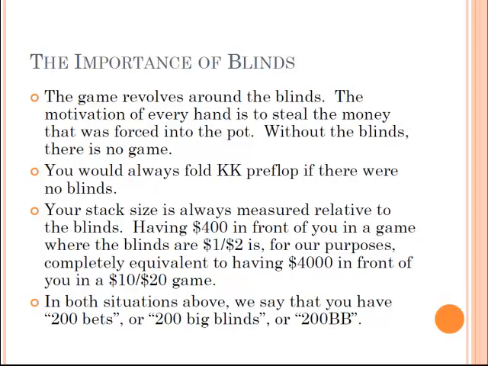Okay, so everything we talk about in terms of how much money are you losing, how much money are you wagering, is relative to the blinds. You shouldn't ask how many dollars or how many play dollars. You should ask how many big blinds you are wagering. So in both of the above two situations, we have 200 big blinds. So we would say 200 bets, or 200 big blinds, or 200 BB.